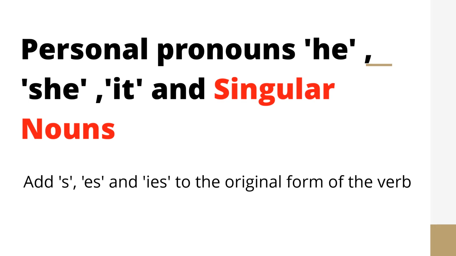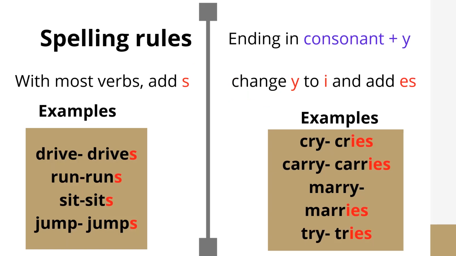Pay close attention to these pronouns because they are singular and you use them to talk about one person or thing. Personal pronouns, he, she, it, and singular nouns like Tom, maybe Harry, maybe Jane. We would add s, es, and ies to the original form of the verb. Here are some examples. But before we talk about the examples, there are some spelling rules when we're dealing with the simple present tense that we must follow.